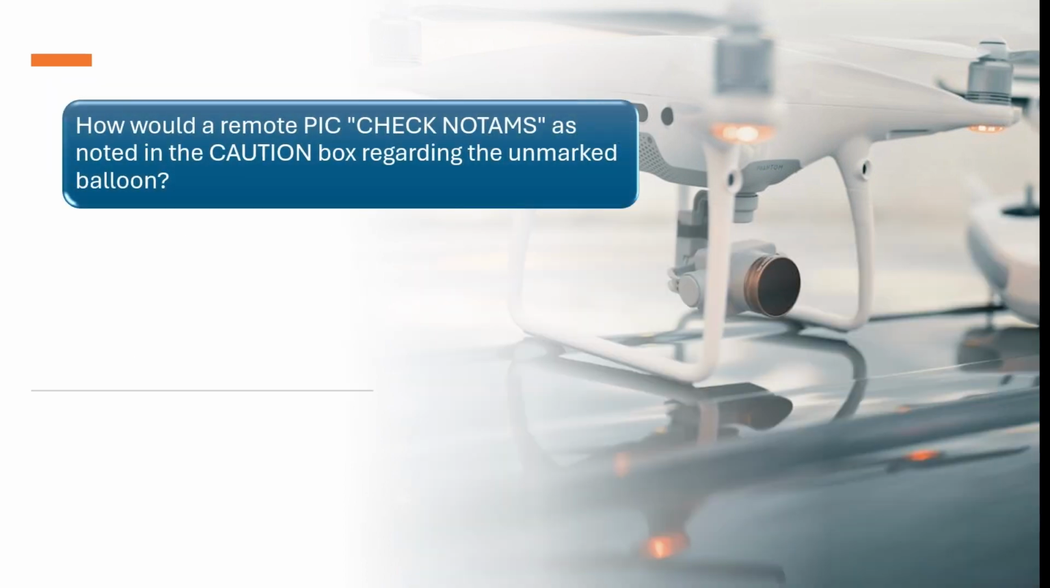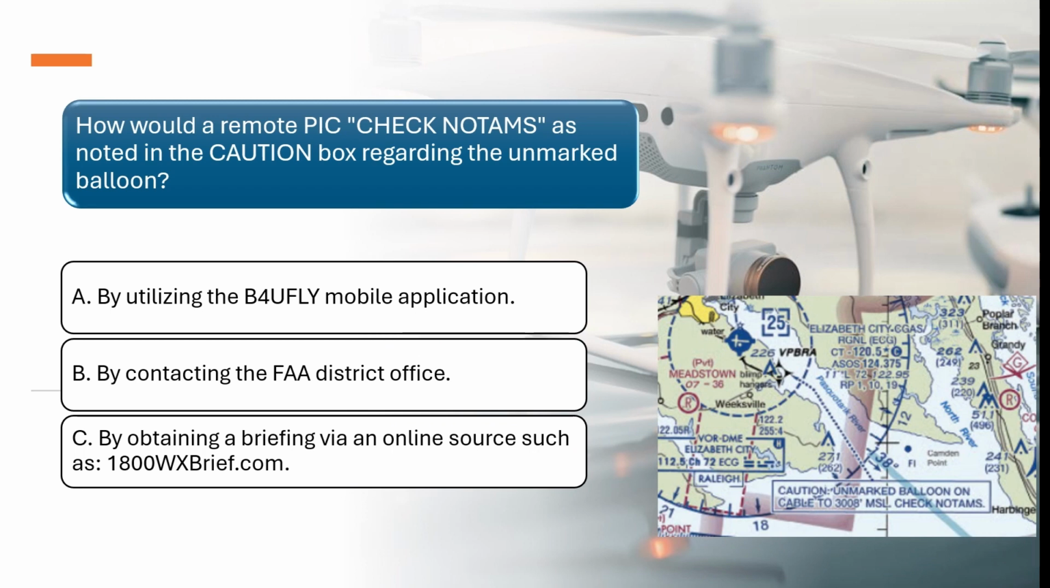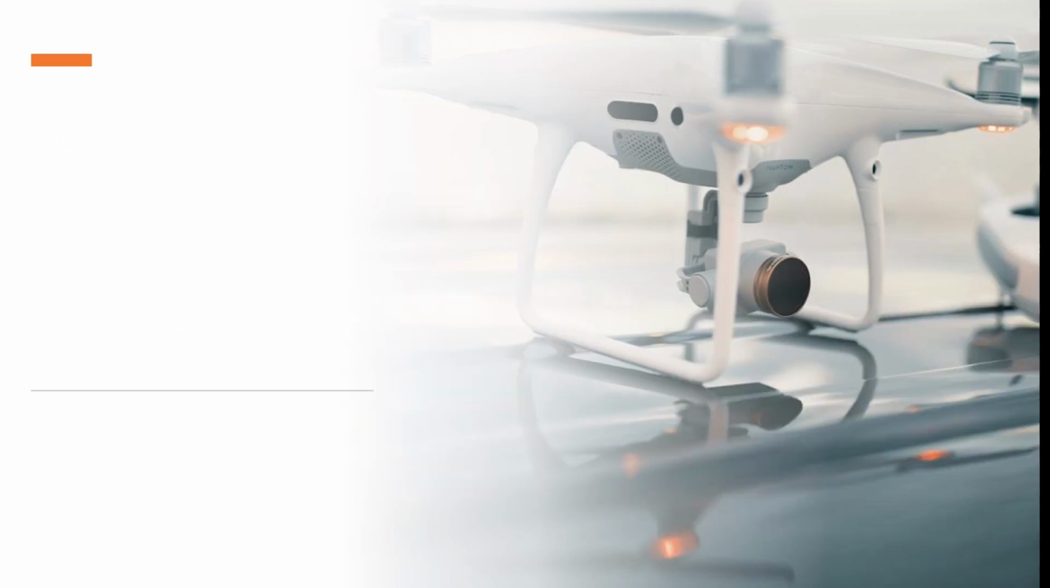How would a remote PIC check NOTAMs as noted in the caution box regarding the unmarked balloon? See the figure on the bottom right. This VFR sectional chart says to check notices to airmen in regards to an unmarked balloon on a cable up to 3,008 feet above mean sea level. To get more information regarding this NOTAM, it would be best for a drone pilot to obtain a briefing via an online source such as 1-800-WX-brief.com.